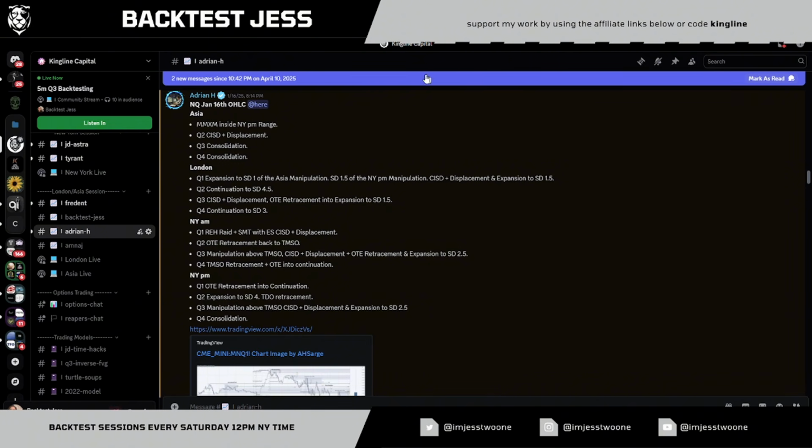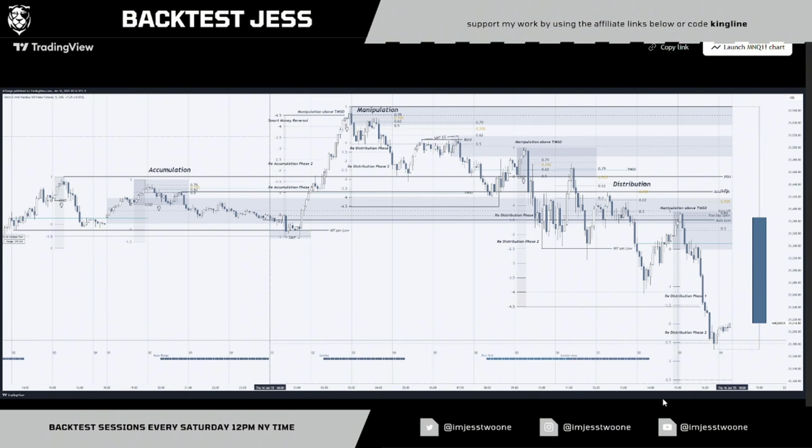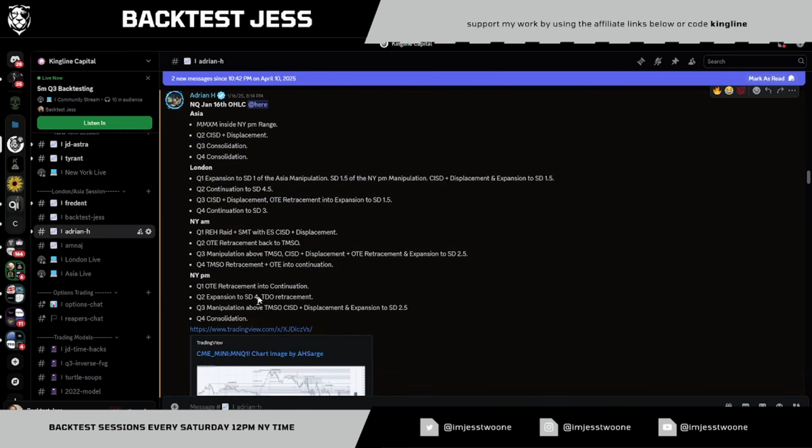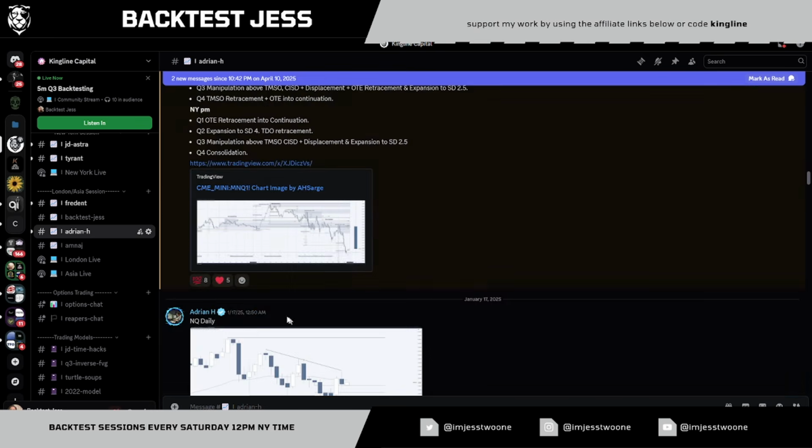Okay, so PM session now. OTE retracement into continuation. Q2 expansion to standard deviation 4 plus TDO retracement. Q3 manipulation above TMSO, change of state of delivery, displacement, and expansion to standard deviation 2.5. Q4 consolidation. So PM session here: return to OTE, then TDO here. Q2 is a return to TDO. And then Q3, we have the expansion into 4.5, Q4 consolidation. He mentioned yesterday actually that Q4 consolidation is pretty much every single daily summary that he does.